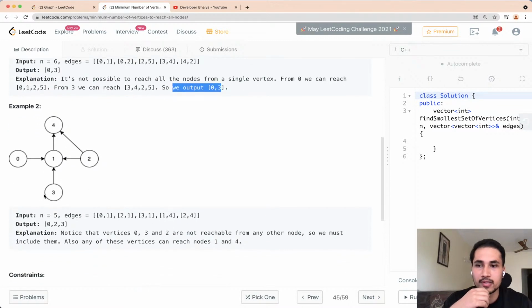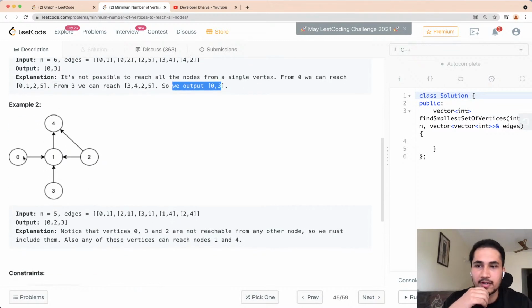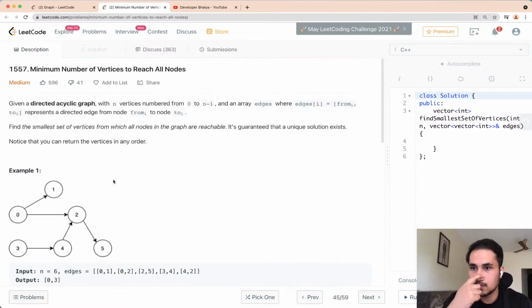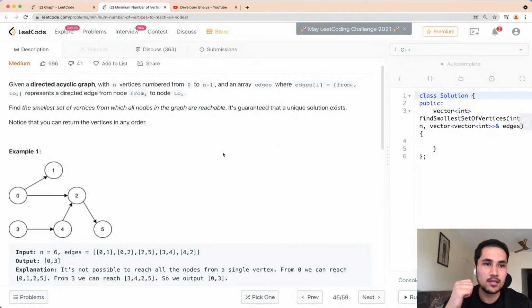For example, in this graph, you definitely need 0 because there is no node pointing to 0. You need 3, you need 2, and then 1 and 4 will automatically be visited, right? So 0, 2, and 3. All right. Cool. This makes sense.